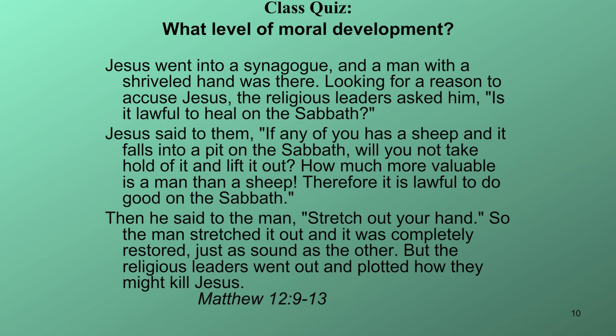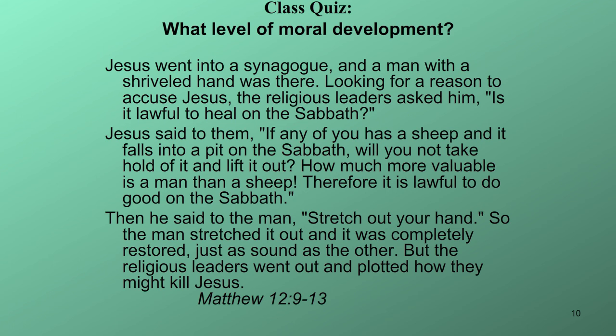Then he said to the man, "Stretch out your hand." So the man stretched it out and was completely restored, just as sound as the other. But the religious leaders went out and plotted how they might kill Jesus. My question for you is, what moral level was Jesus operating on, considering Kohlberg's stages? If you said stage 3, that is, post-conventional morality, you're correct. He's talking about law having to do with doing good and saving rather than discarding life.